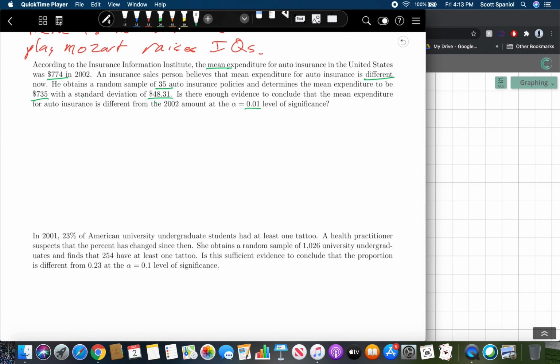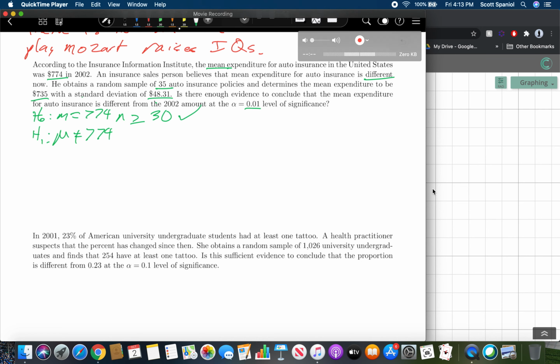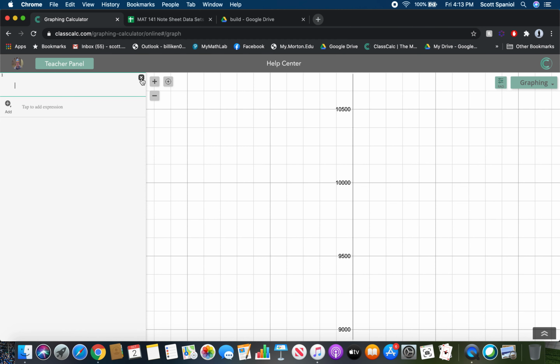Okay. So in this case, because n is greater than or equal to 30, because it's 35, we can write our hypotheses. One is that the mean mu equals 774, and the other one is that mu does not equal 774. And now here you have two options. You can do the normal t-test, or if you prefer, you can do a confidence interval. Okay? So let's go ahead and just do both of those so we can see what those would look like, because this is a difference test, so you can do both.